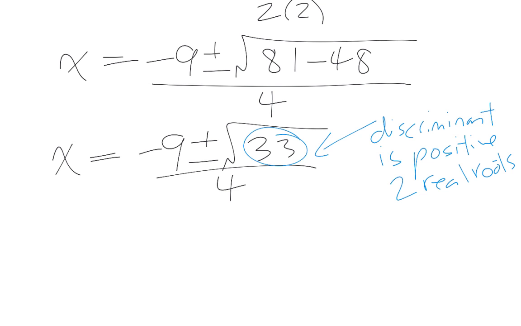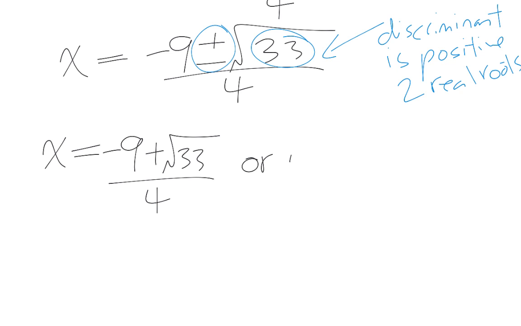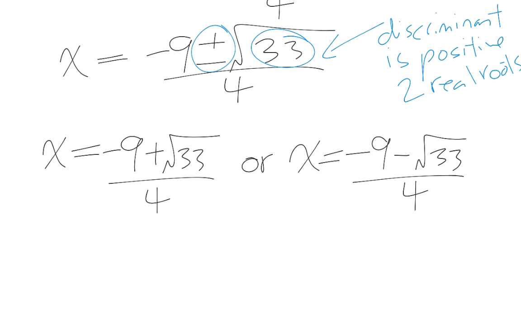Why are there two solutions? Well, if you take a close look at the square root sign, the answer is either going to be a positive number or a negative number. Okay, so I'm going to show you the two possibilities. So x could be equal to negative 9 plus the square root of 33 over 4, or x could be equal to negative 9 subtract the square root of 33 over 4. So there are two real roots, there are two solutions.